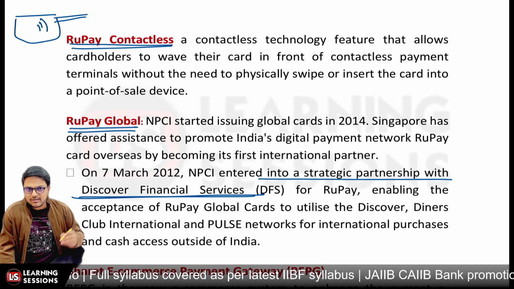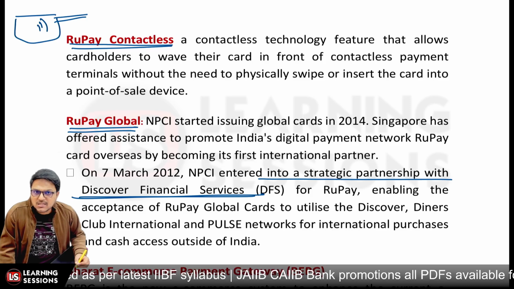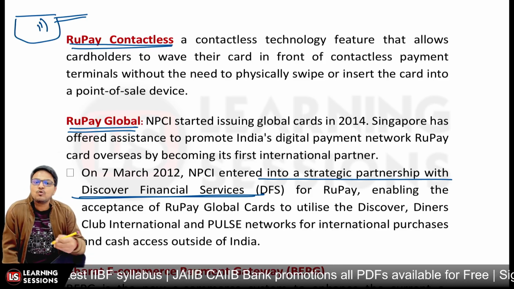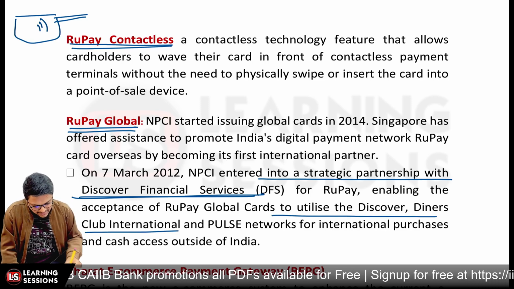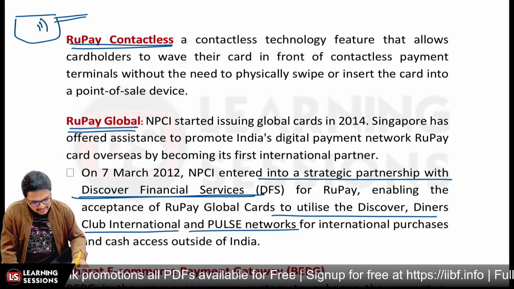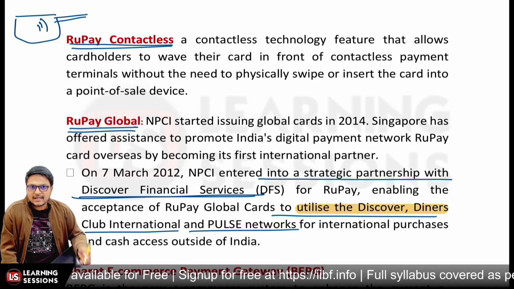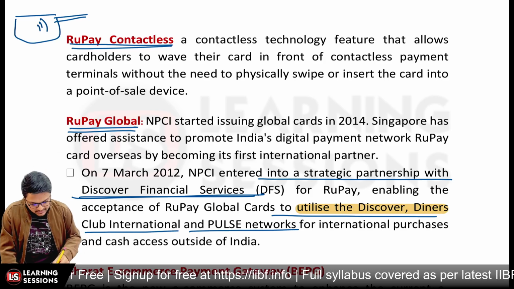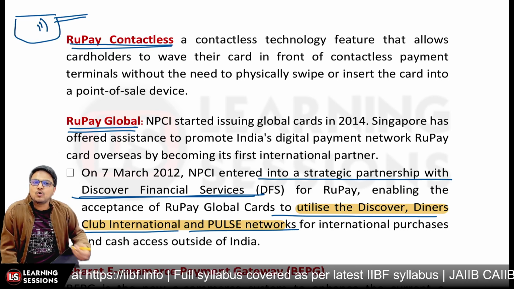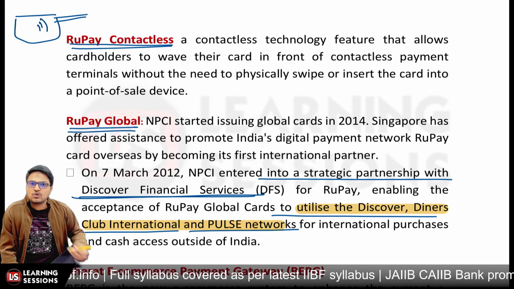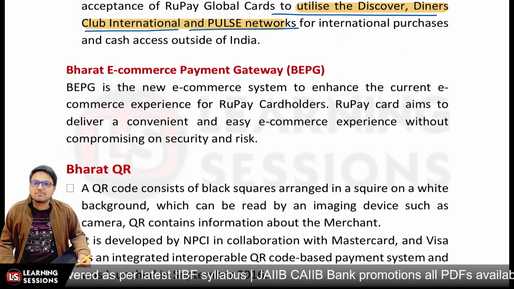So Discover: there was a strategic partnership between the NPCI and the DFS, that is Discover Financial Services, which enabled the acceptance of RuPay global cards on the Discover, Diners Club International and Pulse networks. It was already an established network in different countries. Now this network can be utilized for the RuPay global cards, which NPCI started issuing in 2014.